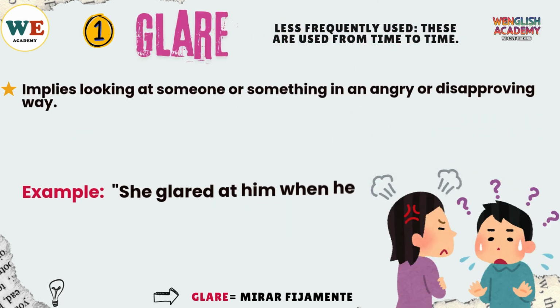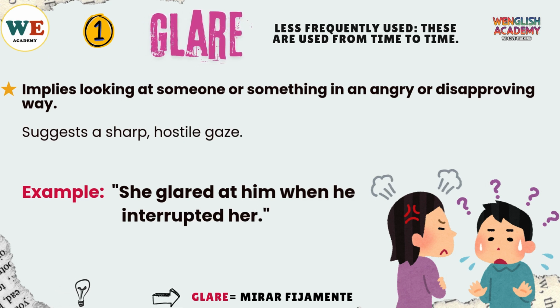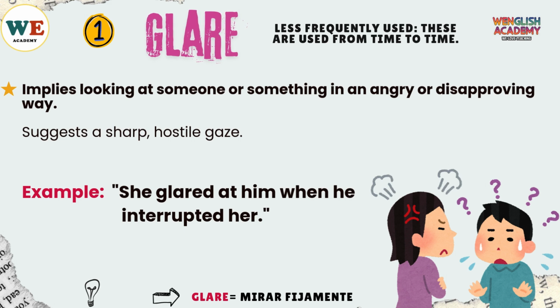Less frequently used. These are used from time to time. 1. Glare. Implies looking at someone or something in an angry or disapproving way. Suggests a sharp, hostile gaze. Example: she glared at him when he interrupted her.